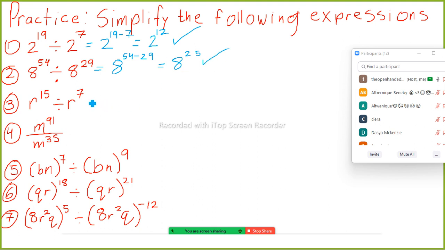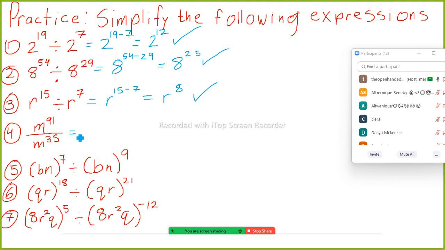Question number 3 goes to Surya. What do you get? I get r to the power of 8. 15 minus 7 is definitely 8, so that is absolutely correct. We subtract the powers, seeing that the bases are the same and we are dividing. So r to the power of 8. Great.